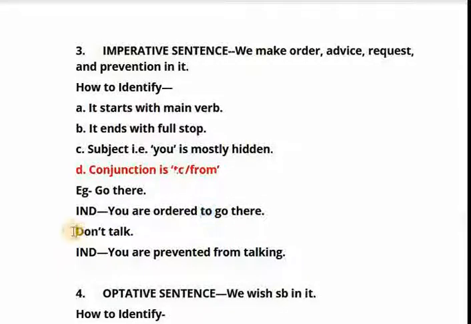Don't talk. This is simply written as an imperative sentence. Don't talk. Here is the indirect: you are prevented from talking. I just said that depending on which way the sentence is written, you have to take to or from while changing an imperative sentence into indirect speech.